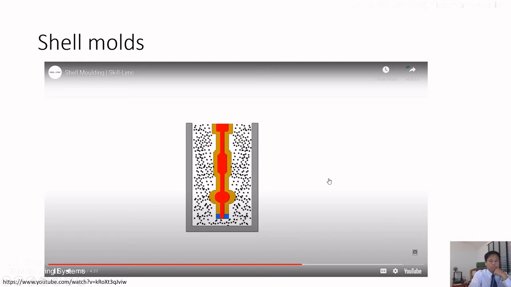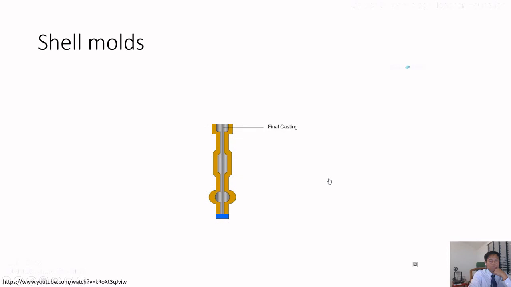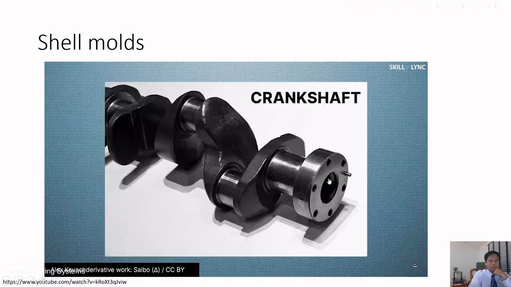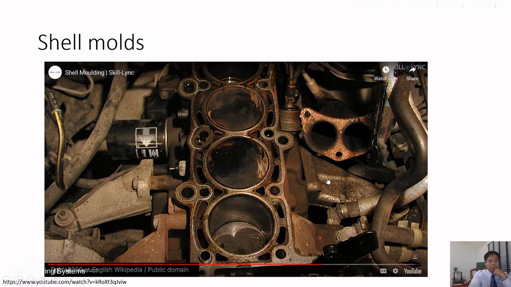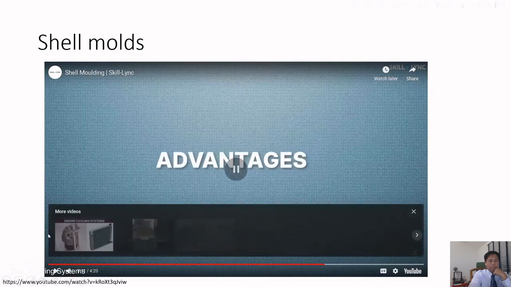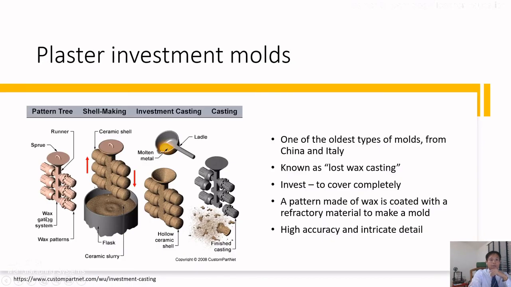As the molten metal solidifies, it takes the shape of the required casting. After the molten metal has cooled down, the mold is broken and the final casting is obtained. So this is how various components like crankshaft and other automotive components are manufactured using shell molding. So this video graphically illustrated the process of shell mold. All right, so next one is plaster investment mold.